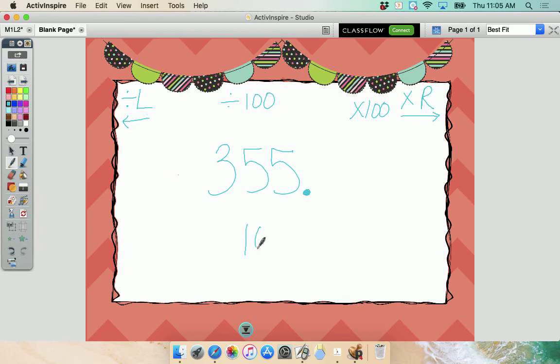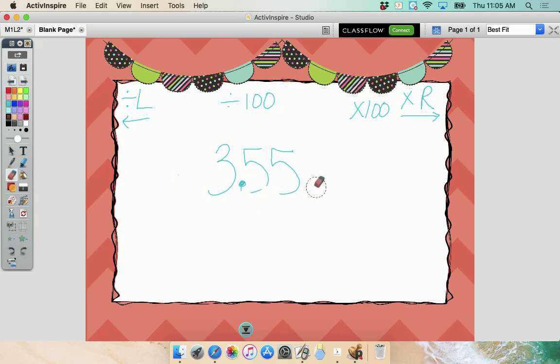Remember I gave you 10 as an example? And I wouldn't write 10.0. I would just write 10. Correct? Yeah. So same thing with 355. Okay? I'm not going to write the decimal unless I need it. So if I divide by 100, which way do I move the decimal? Left. To the left. How many? 2. 1, 2. Write your new decimal.